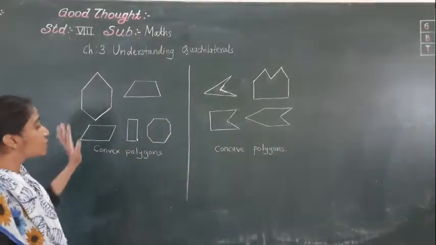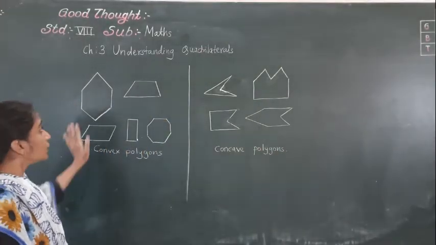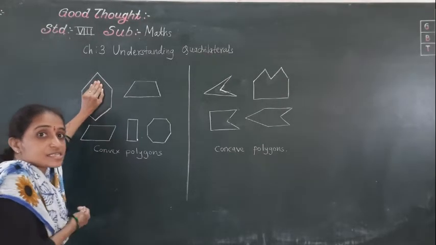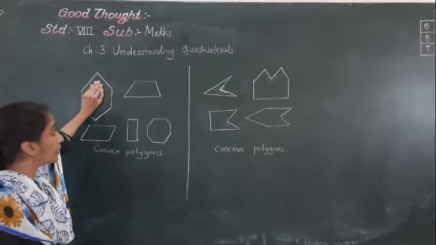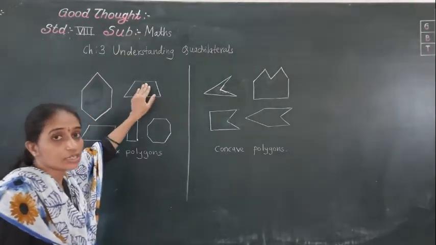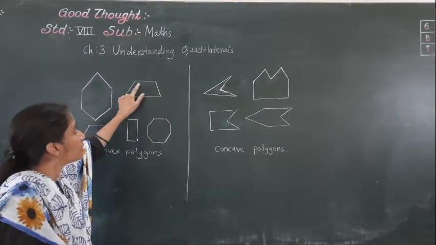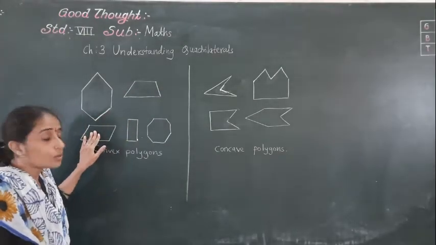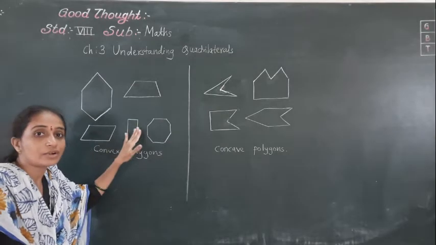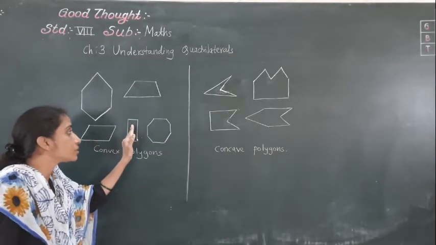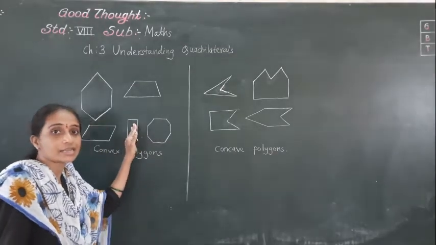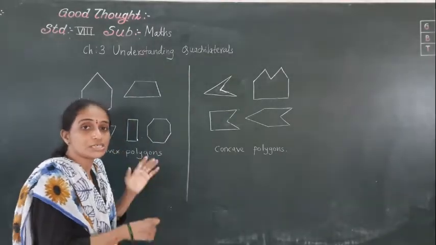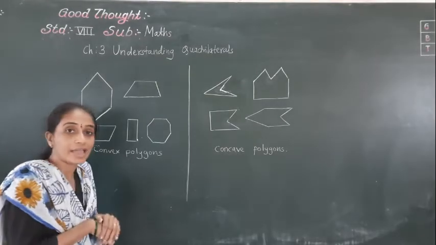Now observe all the figures. If you observe in this figure, each angle is less than 180 degrees. In this figure also, each angle is less than 180 degrees. In this figure also, each angle is less than 180 degrees. In this figure also, each angle is less than 180 degrees.